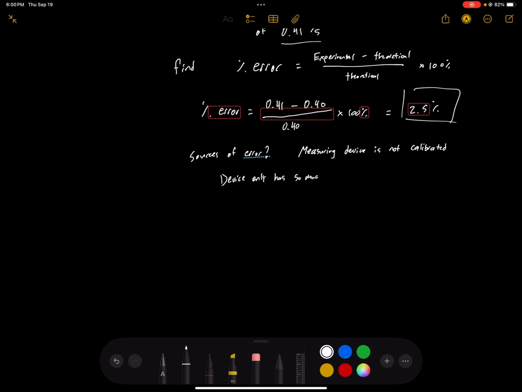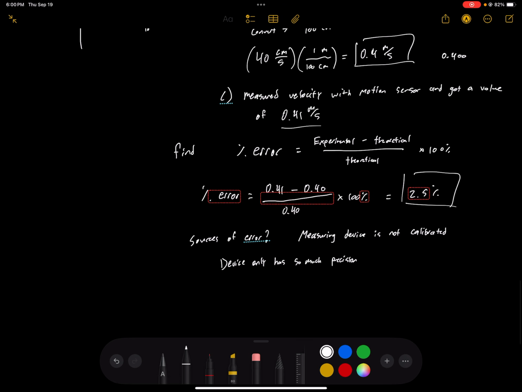So the device only has so much precision. That means that if I measure the same thing over and over again, I'm going to get slightly different answers. Like this time it measured 0.41. Sometimes it could be 0.40 or 0.39. There's a range of values that the device is going to give. The actual object you're measuring didn't change. If you take a scale and measure the same standard mass over and over again, and you happen to get slightly different values every time, well, there's some error in the device. And 2.5%, that's not too bad.